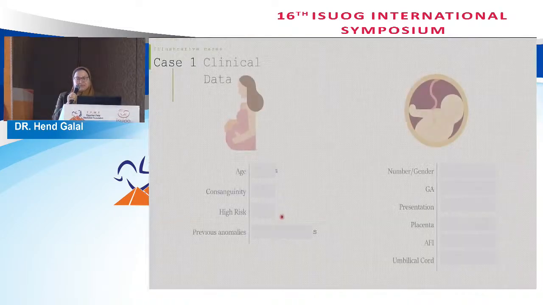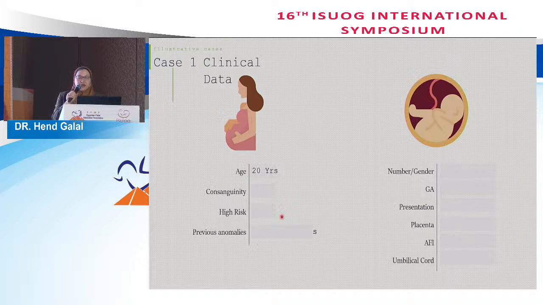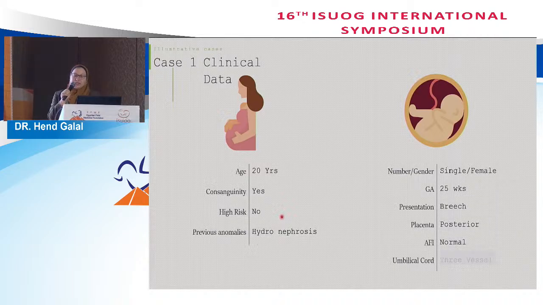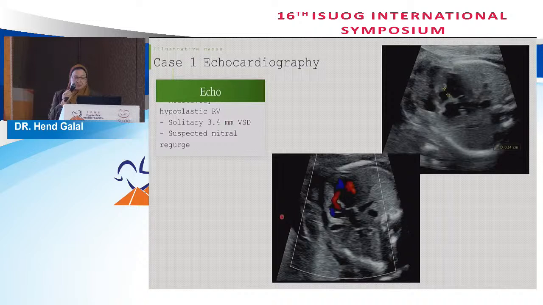Let's see the interesting cases. I'll shift to case number 1. It was a 20-year-old with history of consanguinity with no high-risk disease and previous anomaly in the form of a fetus with hydronephrosis. The fetus was female, 24 weeks with breech presentation, with normal placenta and amniotic fluid index.